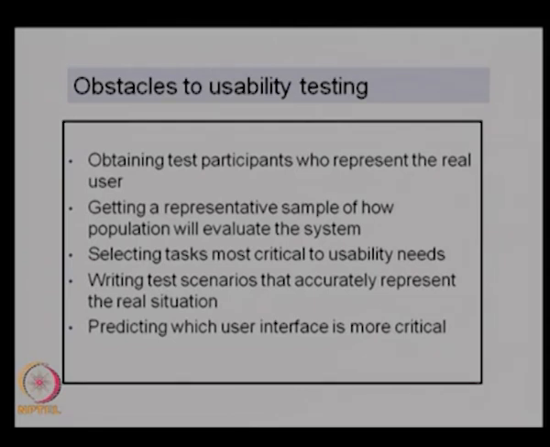And then writing test scenarios that accurately represent the real situation. The scenarios need to be properly defined and written down, so that all the tests can be done based on these scenarios. Writing these scenarios is also a bit challenging. And then predicting which user interface is more critical. This is again a bit difficult to predict initially, because it depends on the use and on the people who are using it. Some of the interfaces may be critical and others may not be. So identifying these critical interfaces is also a challenge.